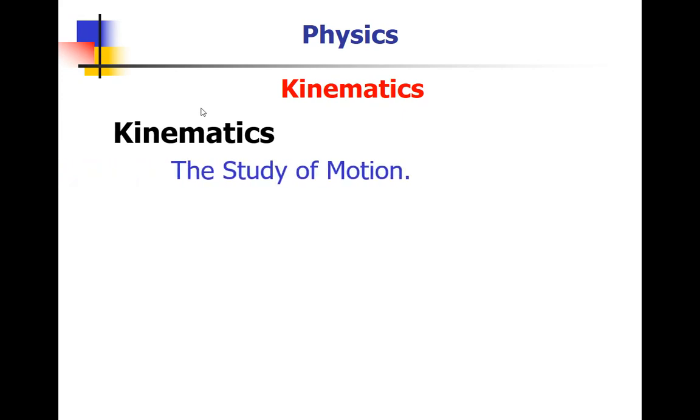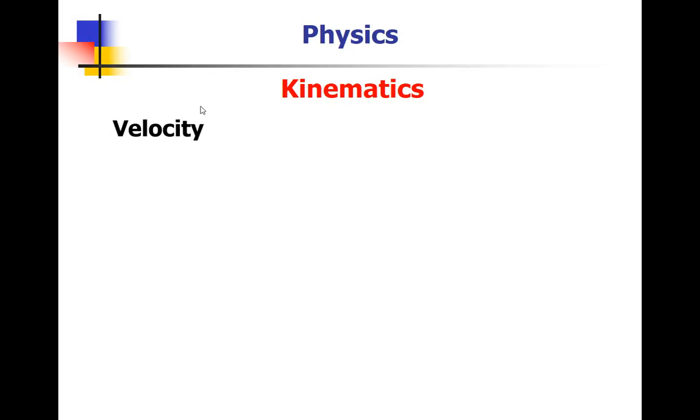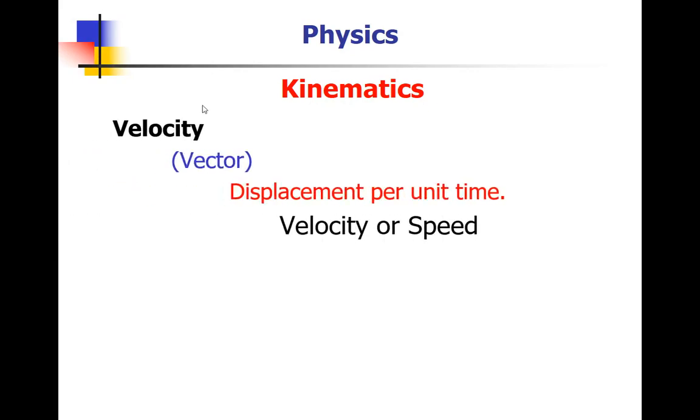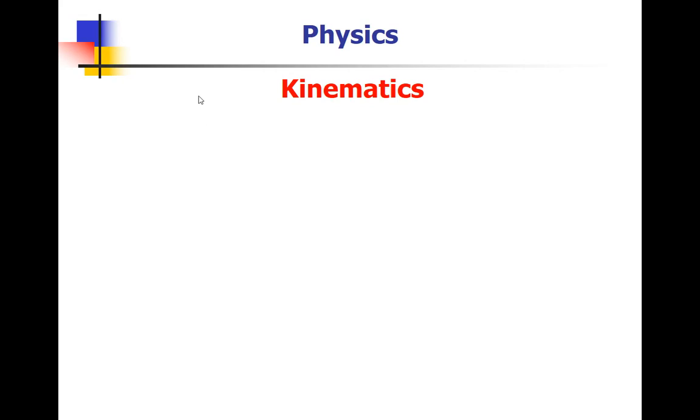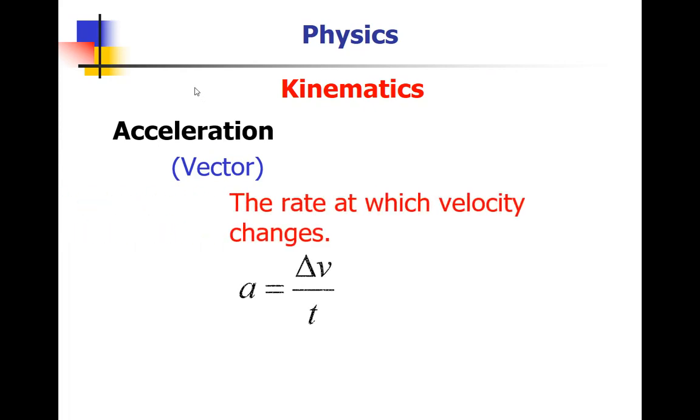The first quantity we defined with kinematics was velocity, a vector displacement per unit time. And the same equation is used for speed and velocity. V is d over t. We then changed our velocities and put in an acceleration, also a vector. It is the rate at which velocity changes. A is delta v over t, or in its working form, A is v minus v naught over t.